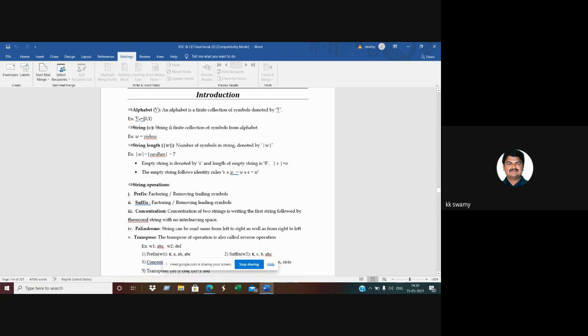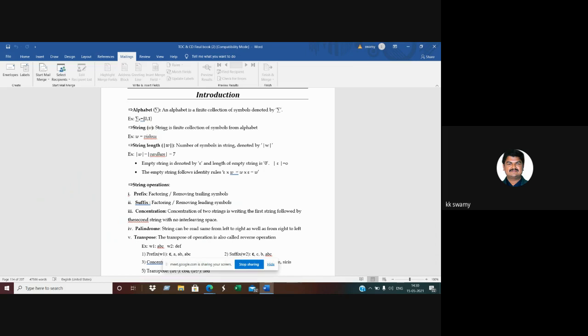That's why a string is a finite collection of symbols from the alphabet. That is, w belongs to sigma star. So, for example, if you give any characters, we can write it. One more thing: a string can be a collection of symbols. The symbols should be derived from where? From the alphabet only. The string should be derived from the alphabet only.